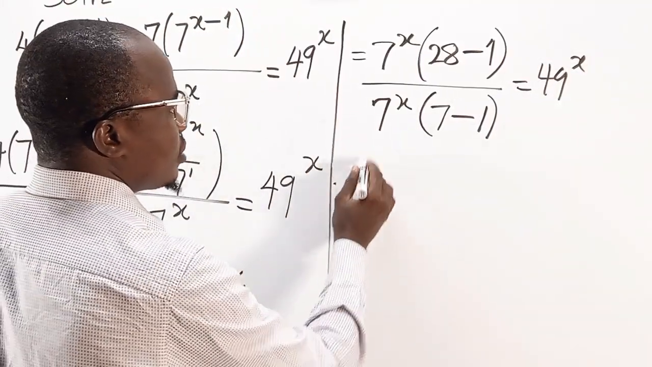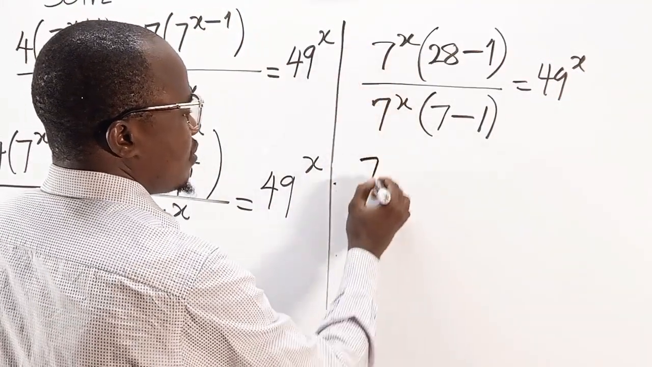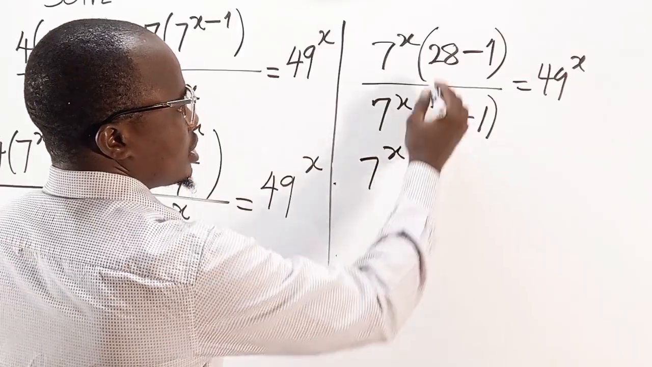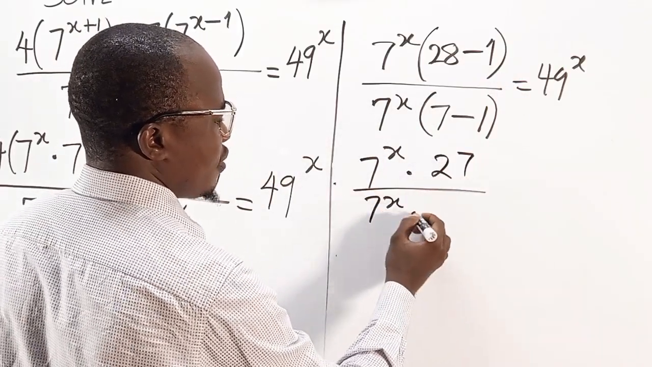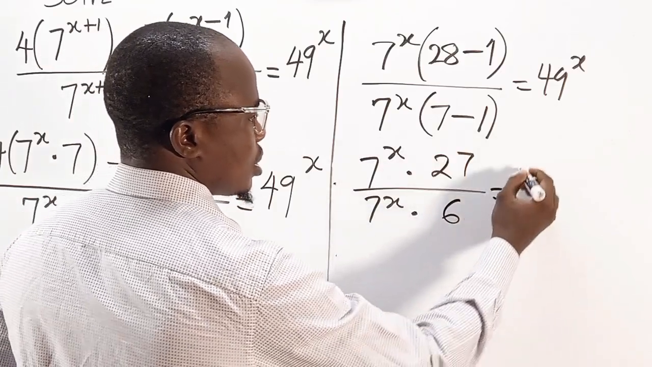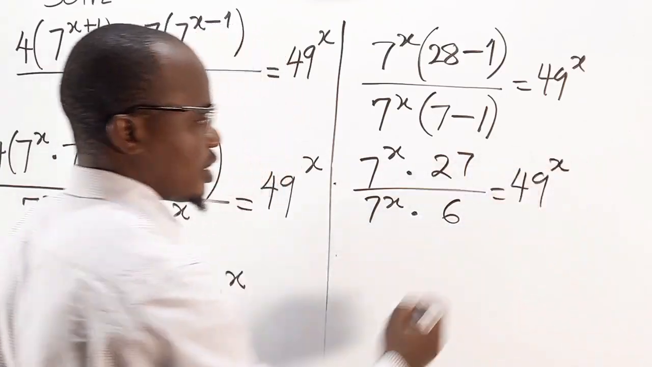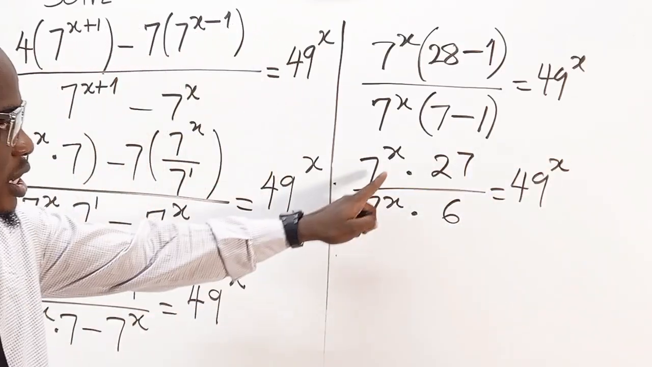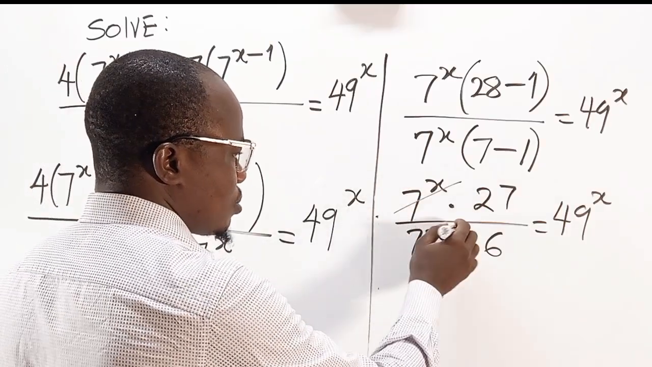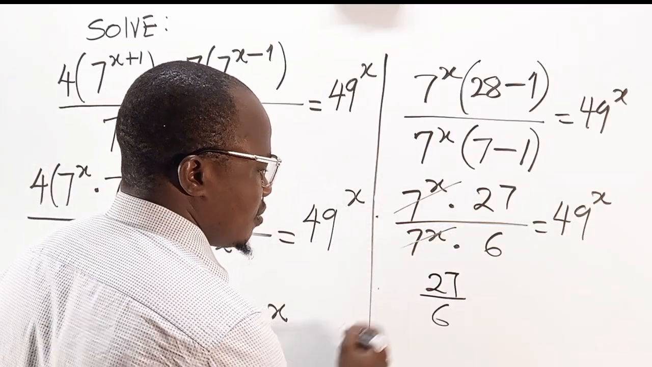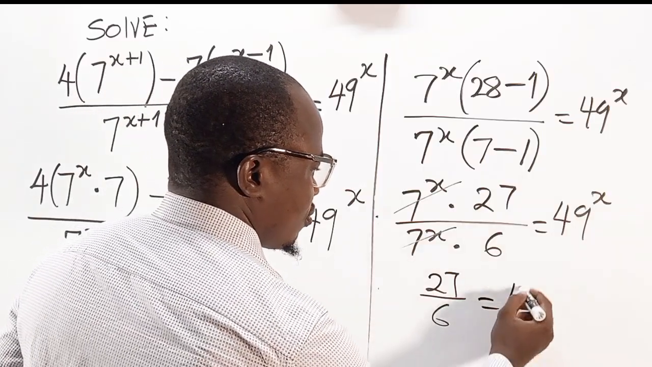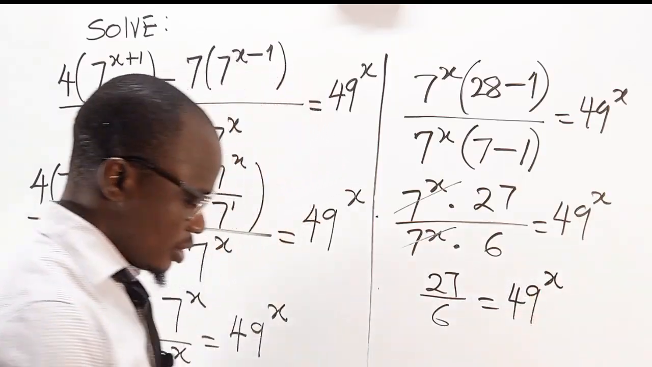So we have 7 to the power of x. This will be 27 divided by 7 to the power of x, and this will be 6 equal to 49 to the power of x. So you see that from here, this we cancel out this. We are going to be left with 27 divided by 6, then equals 49 to the power of x.